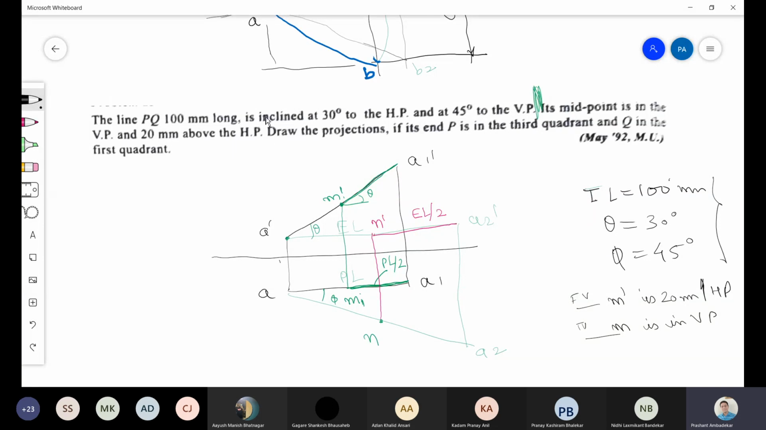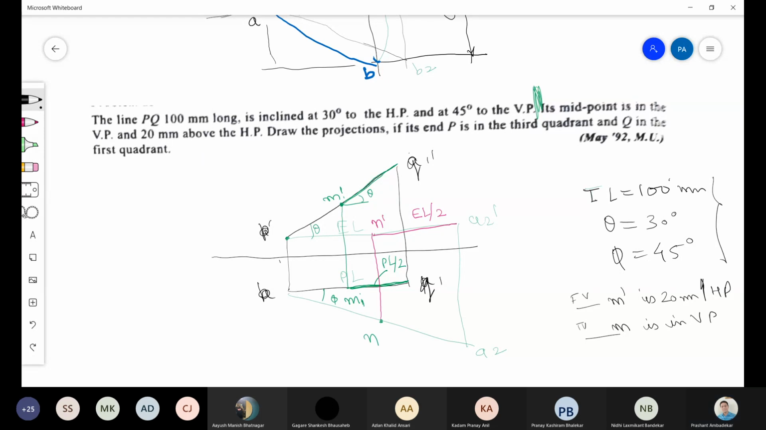Now, further what they have asked: draw the position if the end P is in the third quadrant and Q is in the first quadrant. See, M and P is in the third quadrant. So this line is actually P dash Q dash. So let me name it as P and Q. P dash, and this is P. This is Q dash. The line is PQ, not AB. So what they are saying is end P is in the third quadrant, and Q is in the first quadrant.